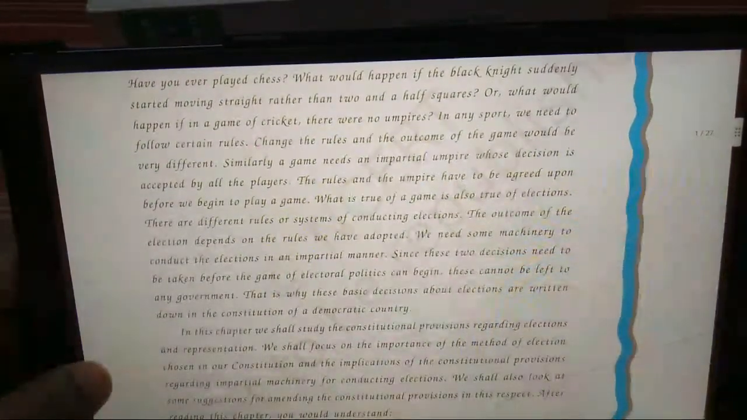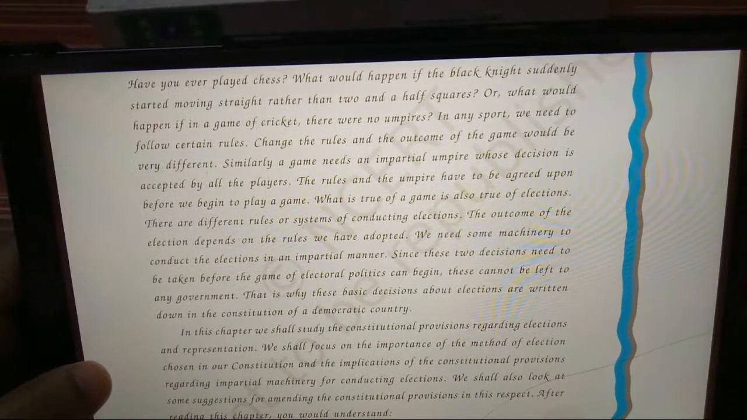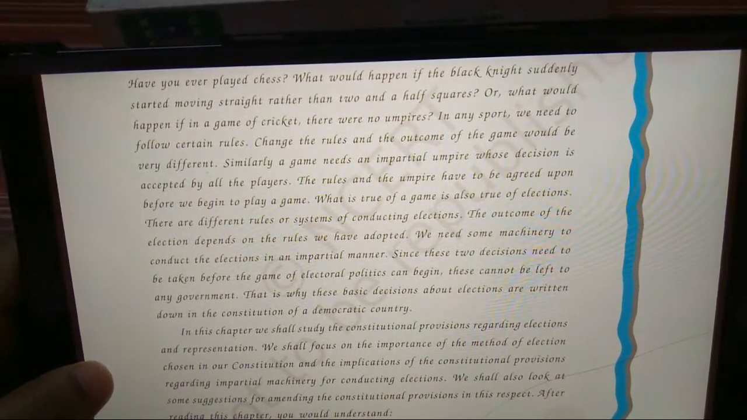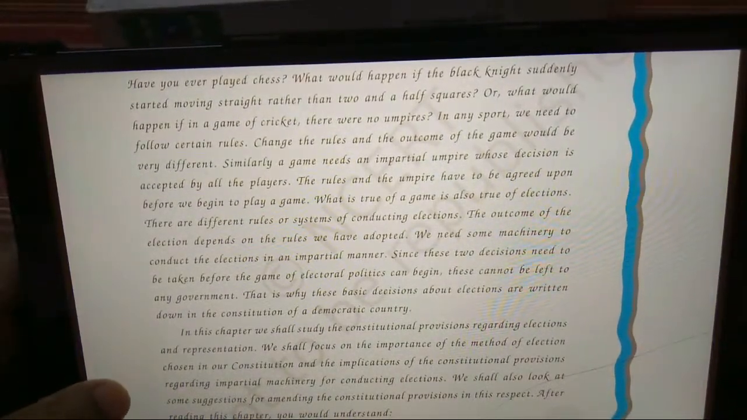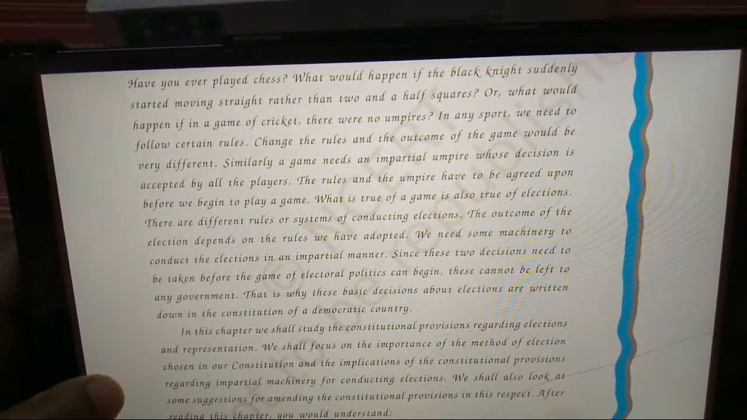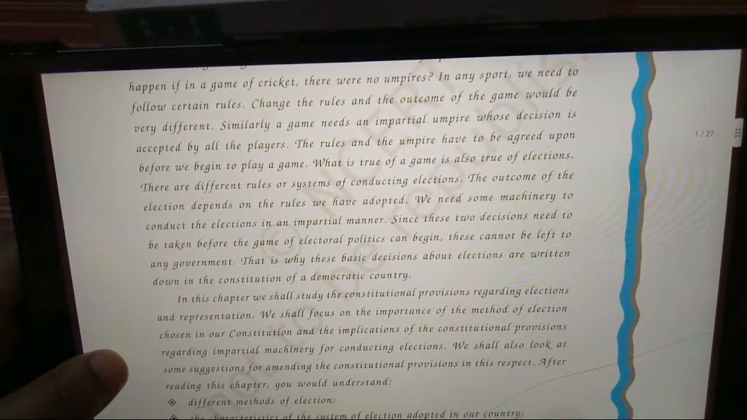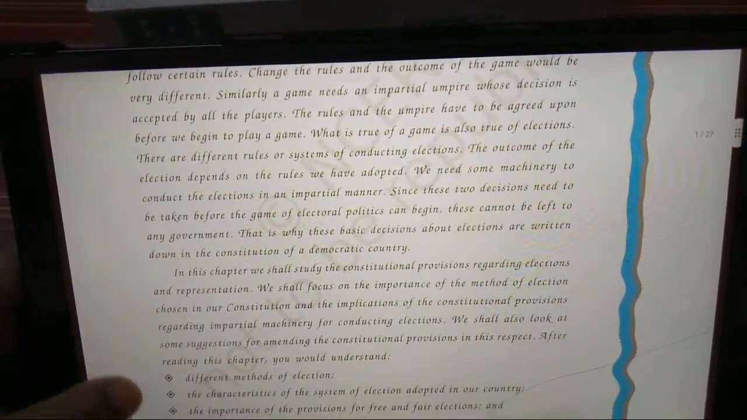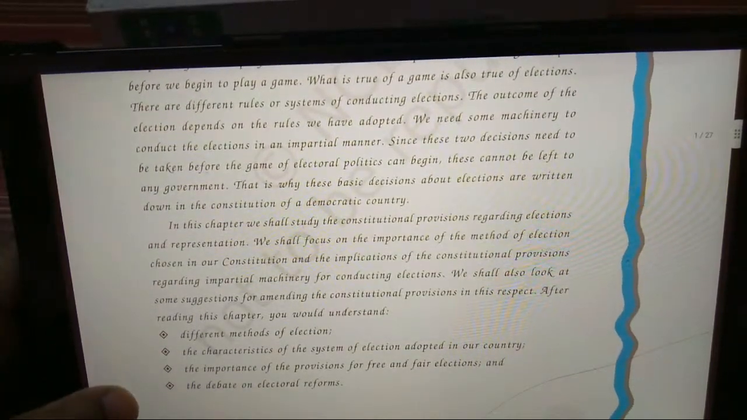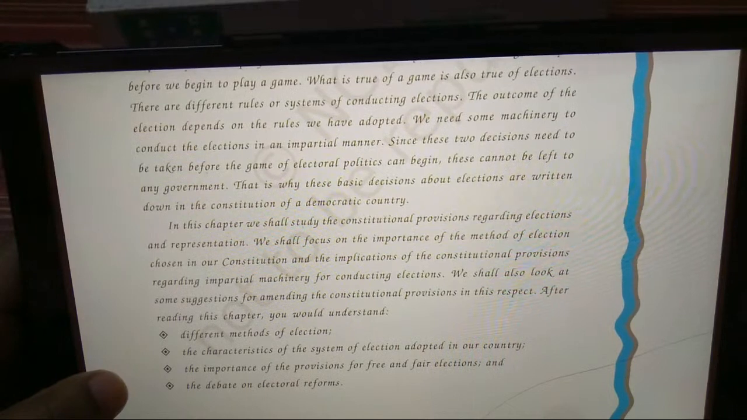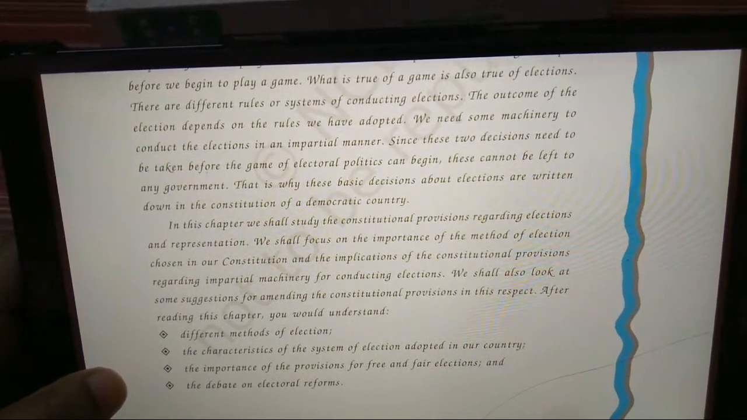What is true of a game is also true of elections. There are different rules or systems of conducting elections. The outcome of the election depends on the rules we have adopted. We need some machinery to conduct the elections in an impartial manner. Since these two decisions need to be taken before the game of electoral politics can begin, this cannot be left to any government. That is why these basic decisions about elections are written down in the constitution of a democratic country.